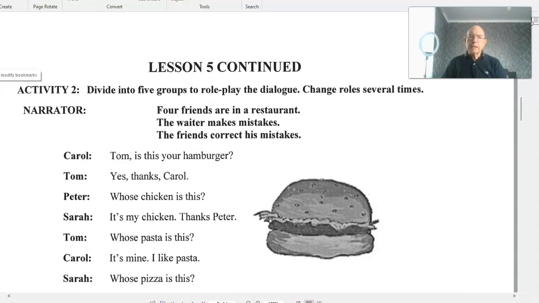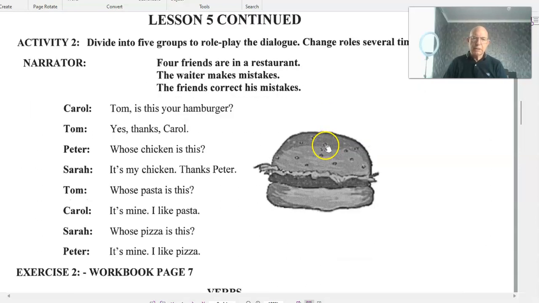Tom, is this your hamburger? says Carol. Tom says, yes, thanks, Carol. Peter says, whose chicken is this? Sarah: it's my chicken, thanks, Peter. Tom then says, whose pasta is this? And Carol said, it's mine, I like pasta. Sarah says, whose pizza is this? And Peter said, it's mine, I like pizza.